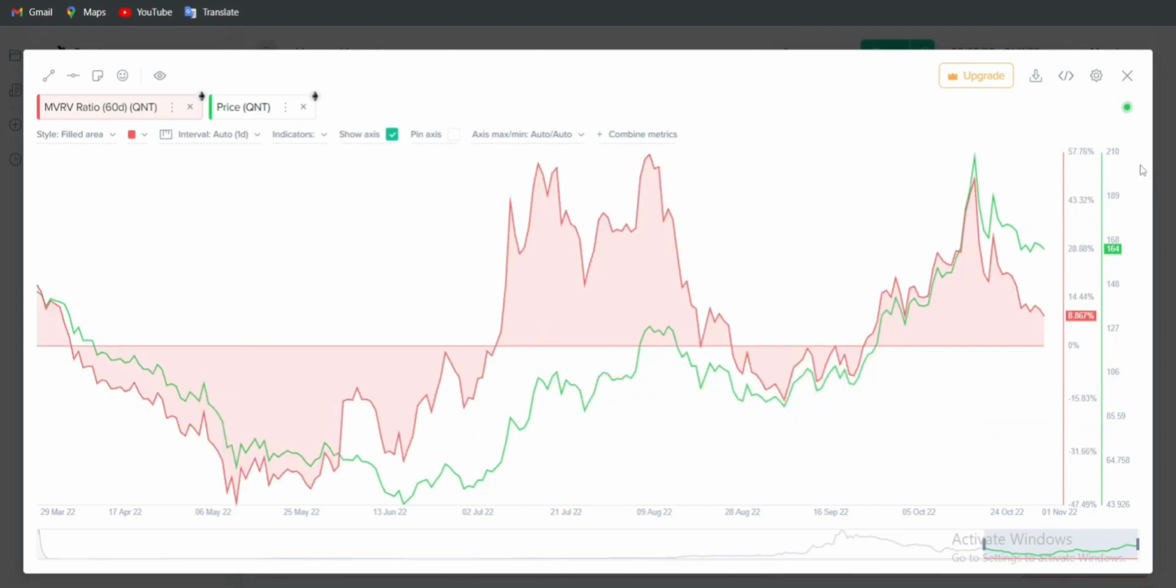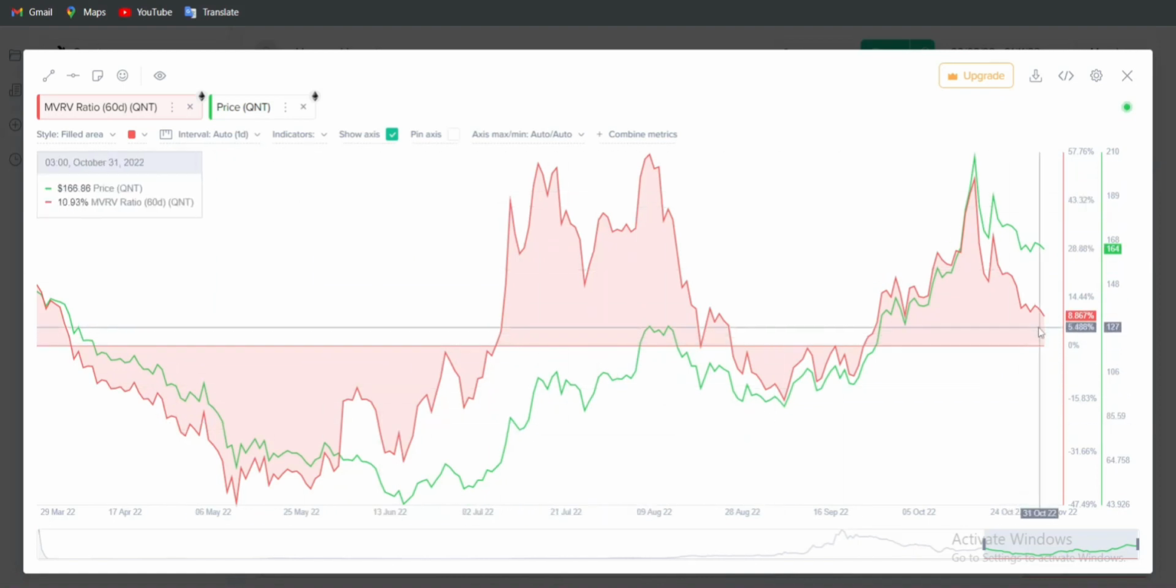Now that MVRV ratio that I showed you was over 7 days, right? Now this one is showing that ratio over 60 days, right? And you can actually see that yes, it also was accurate, picking out the top right here as well as this point right here and the bottom right here. So again, there is no doubt that it's actually very accurate.